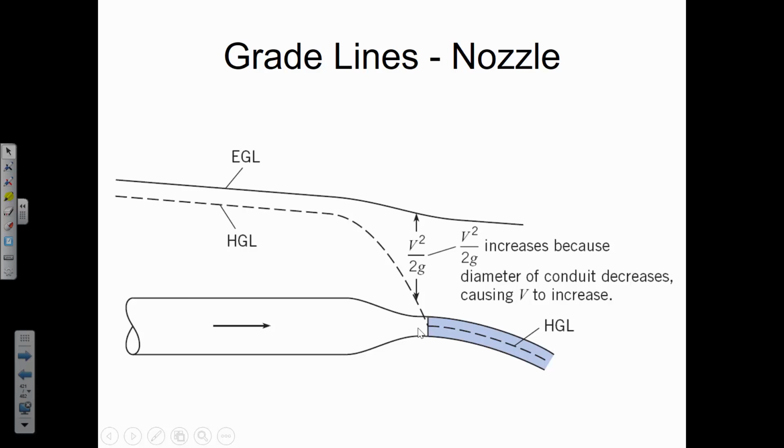And then you can notice that they've got the HGL terminating at the free surface of the water. So you have to have that line intersect the water itself when the water emerges from the orifice. But then the EGL is above it because this water still has velocity even after it comes out of the nozzle.